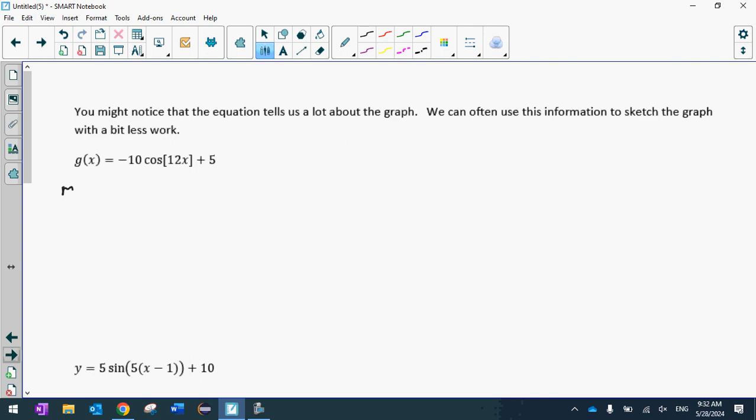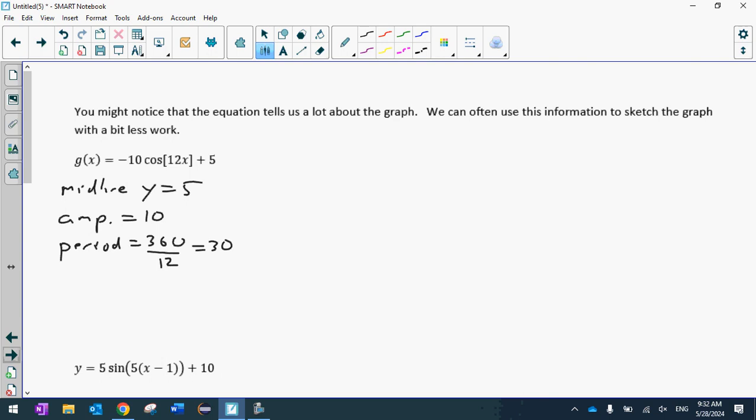And midline's 5. Absolutely. What else? Yes, although amplitudes are always positive, so we would just say that it's just 10. What else? Yeah. Very good. Period is 360 divided by 12, and I believe that is 30.